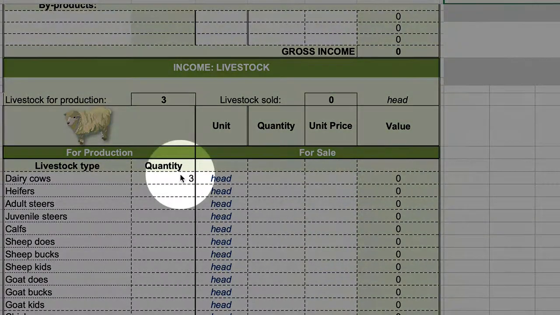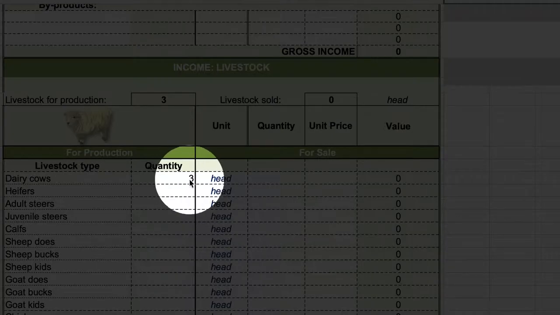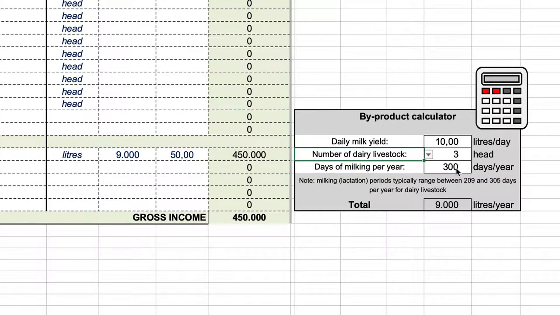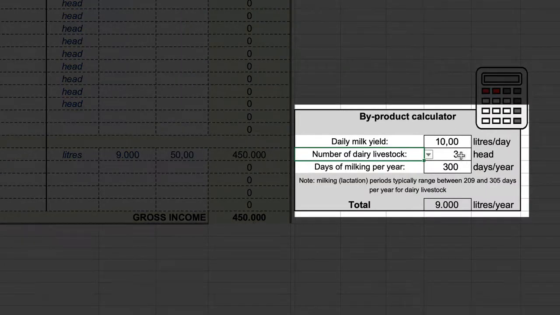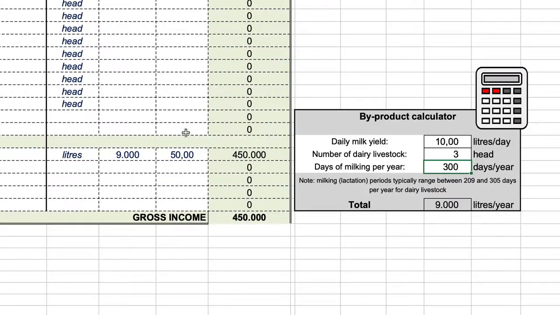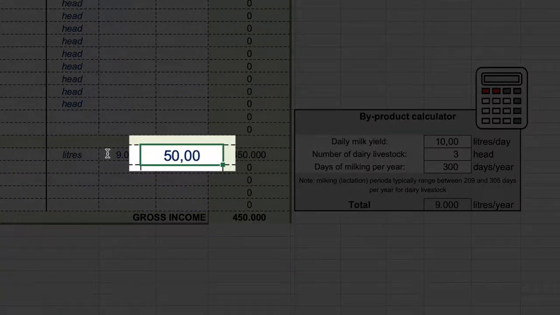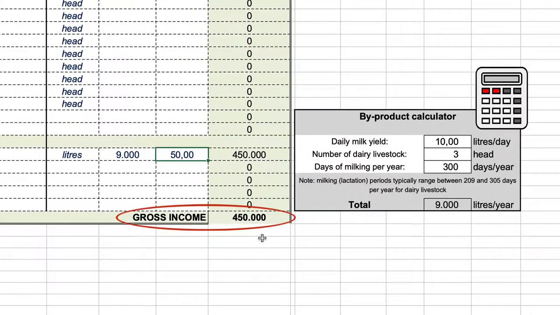So we go down and find that there are 3 dairy cows on the farm. We use the byproduct calculator on the lower right to calculate the liters per year we get from the cows. Each of them gives 10 liters per day for 300 days per year. This adds up to 9,000 liters per year. We insert this data. The milk is sold for 50 Kenya shillings per liter. The gross income from the cows is now calculated at 450,000 Kenya shillings per year.